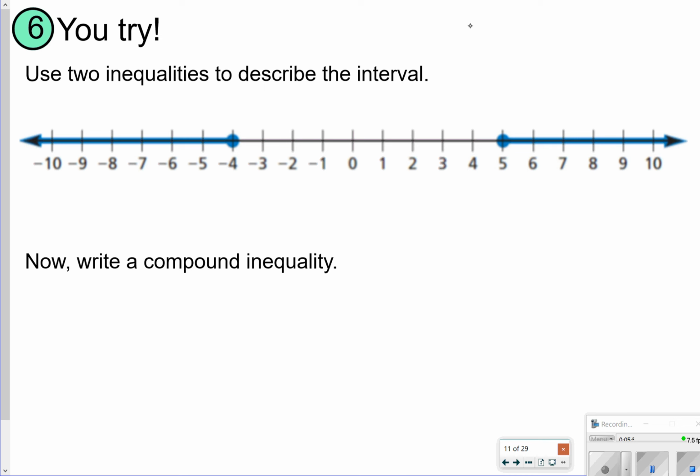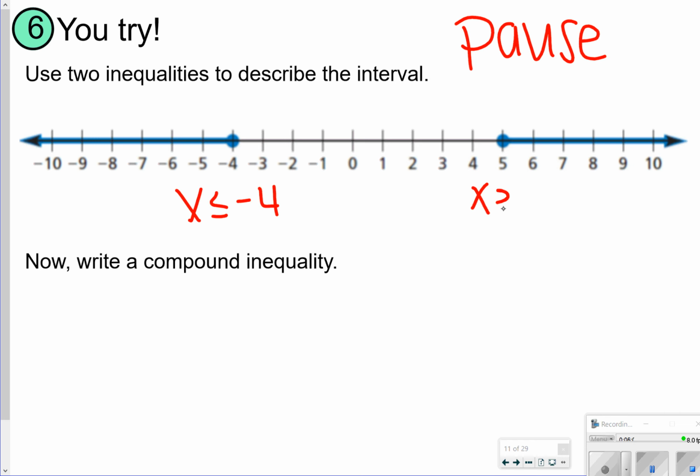Here's number 6. Let's go ahead and pause here. Again, writing your or inequality. Once you're done, click play. So we have x is less than or equal to -4, or x is greater than or equal to 5. So your compound inequality should look like this: x is less than or equal to -4, or x is greater than or equal to 5.